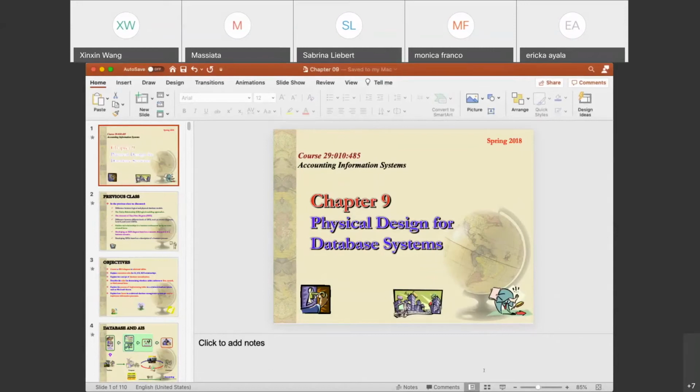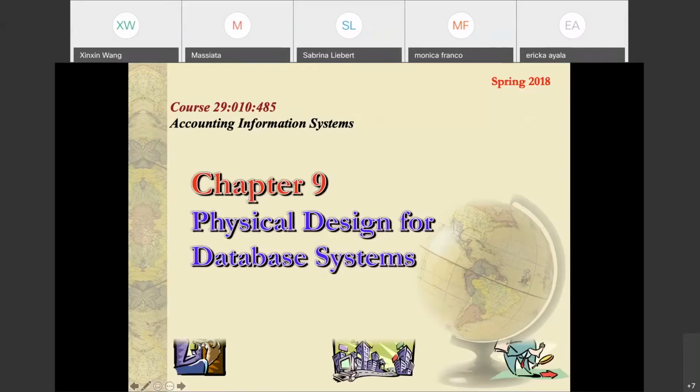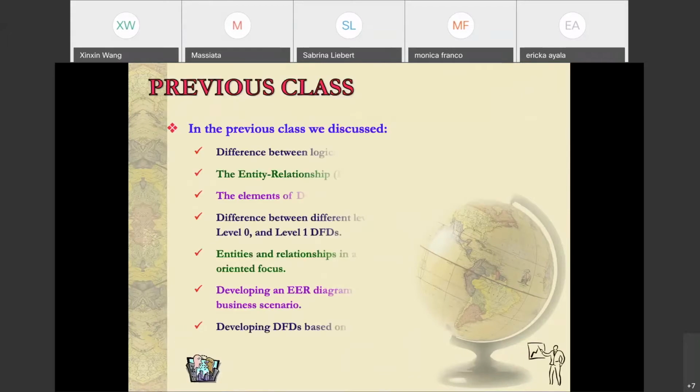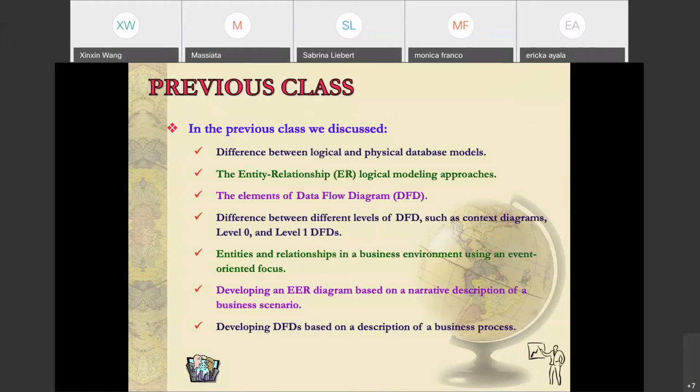Today we're gonna talk about the physical design for the database system. First, we're gonna talk about the previous class, what we teach and what we learn. Previous class we discussed the logical and physical design, the differences between those two database models. And we introduced the ER logical modeling.